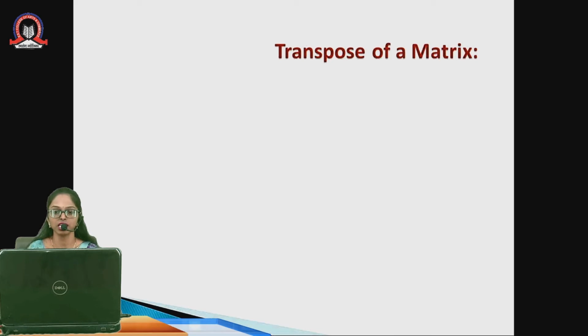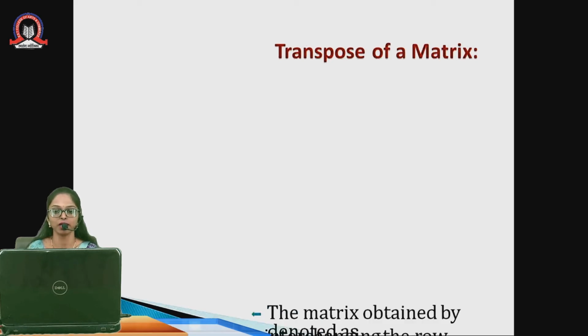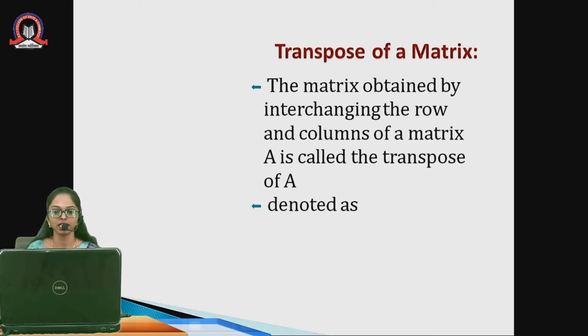Next we see how to find the transpose of a matrix. Transpose of a matrix means interchanging the rows and columns of a matrix, that is, rows are interchanged to columns and columns are interchanged to rows. This is called the transpose of A and it is denoted by A raised to T.